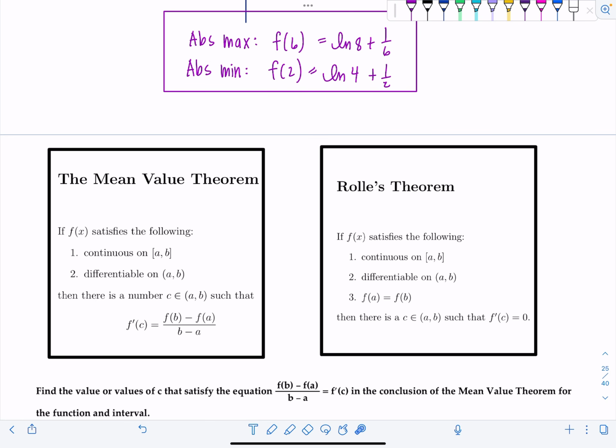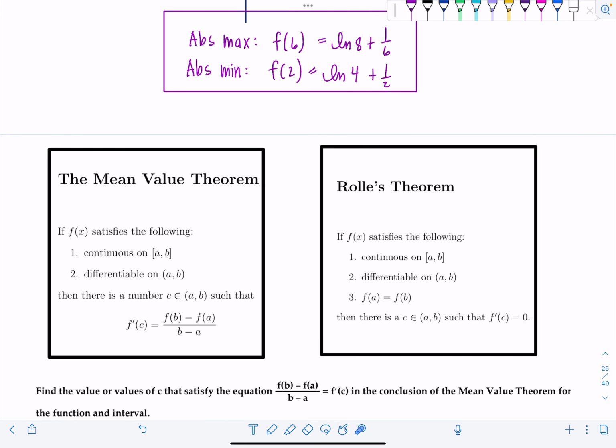If f of x satisfies the following, it needs to be continuous on the closed interval from a to b, differentiable on the open interval. Then there is a number c. Pay attention, c has to be on the open interval, a to b, such that f prime of c equals f of b minus f of a over b minus a. What that says is there's a point on that interval where the slope of the tangent line is equal to the slope of the secant line that cuts through the endpoints of the interval on the graph.